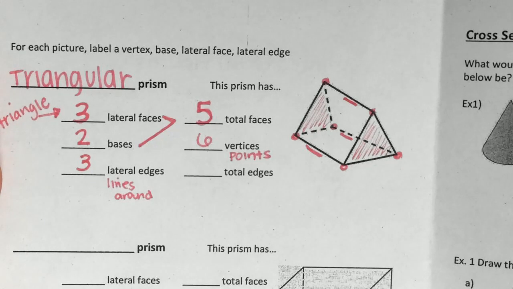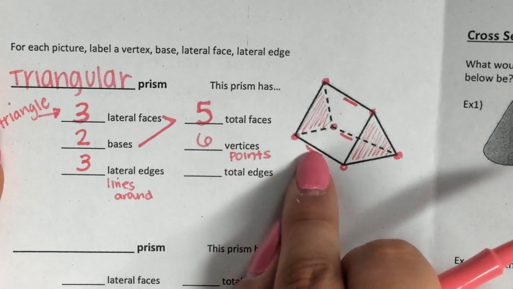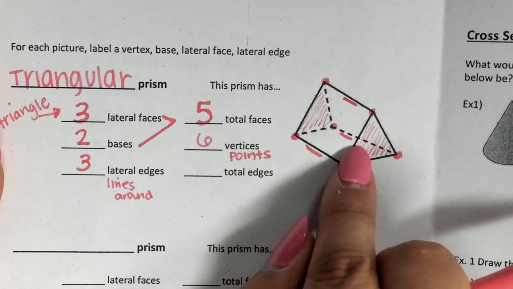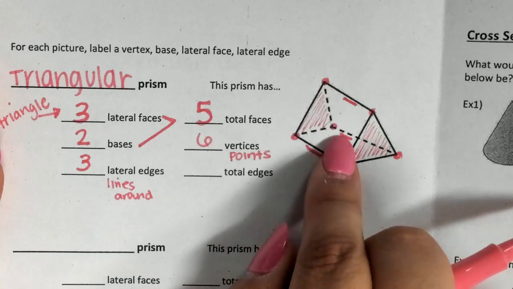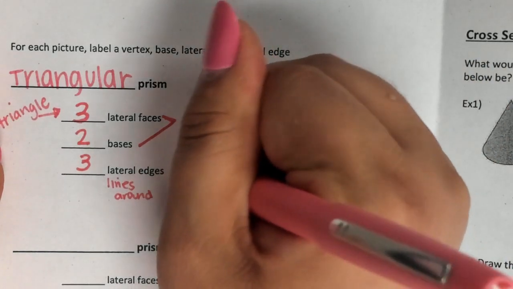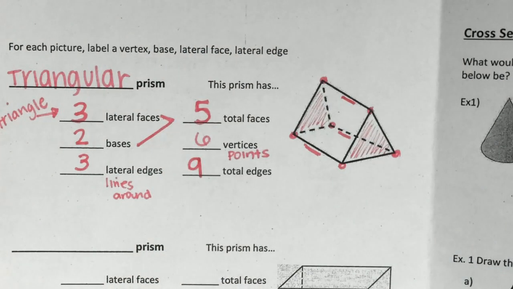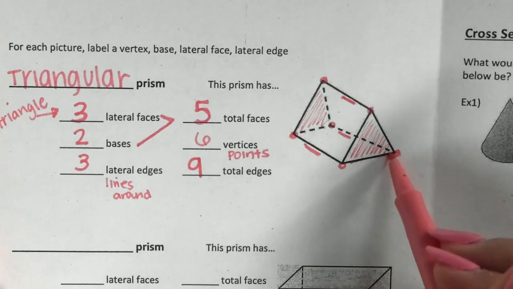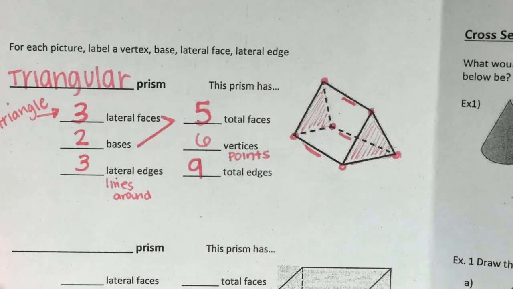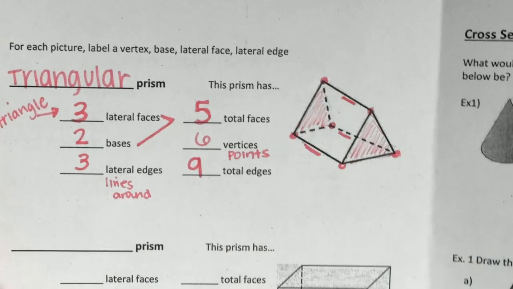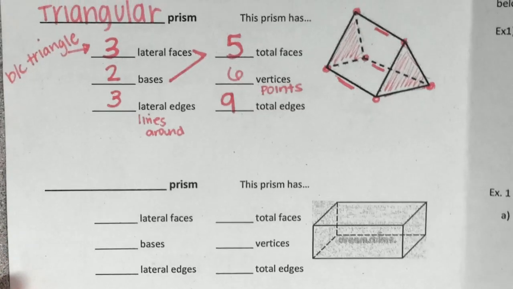How many total lines are there here? So 1, 2, 3 going around. 4, 5, 6, 7, 8, 9. There are 9 total. Do I need to do that again for y'all? No. 1, 2, 3, 4, 5, 6, 7, 8, 9. I get it. Okay? Now, can I move on from this?